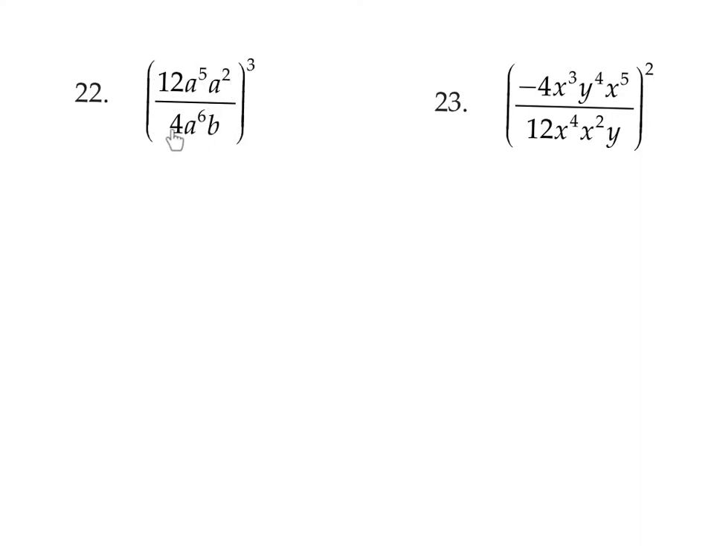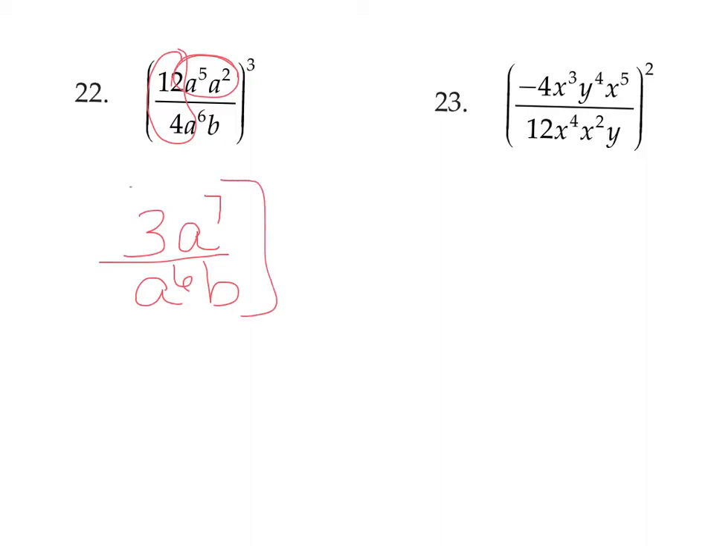So let's look inside the parentheses here. 12 divided by 4 makes 3. These a's are being multiplied together. When the same base is multiplied, the exponents get added. So we're going to add 5 plus 2, and that makes 7. We still have an a^6 on the bottom and a b. Okay, so that's the beginning of simplifying that.